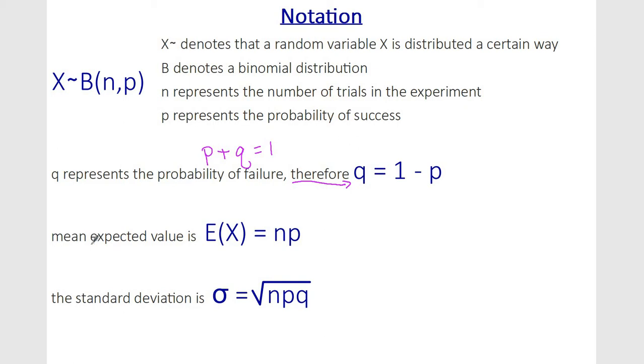Now, the mean, the expected value, the average value you would expect to get, is the number of trials times the probability of success. The standard deviation is the square root of the number of trials times the probability of success times the probability of failure. You need to be able to read that and understand what those variables mean, and how to plug in the numbers.